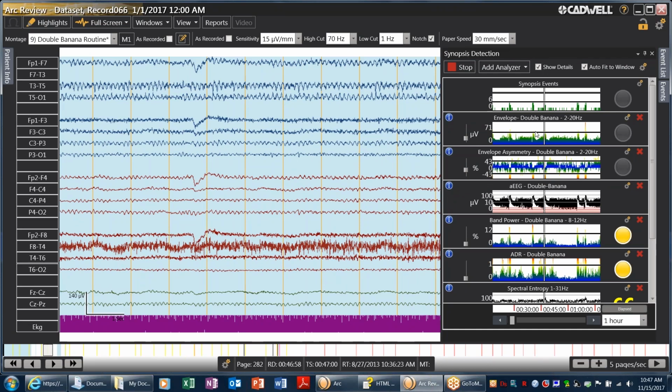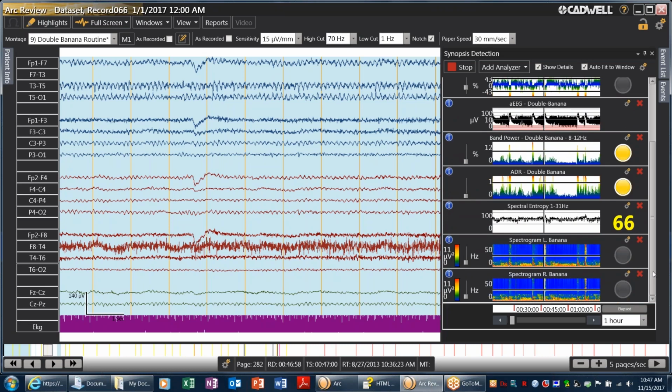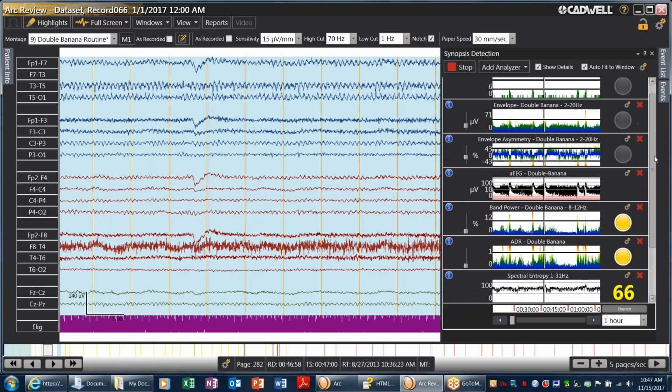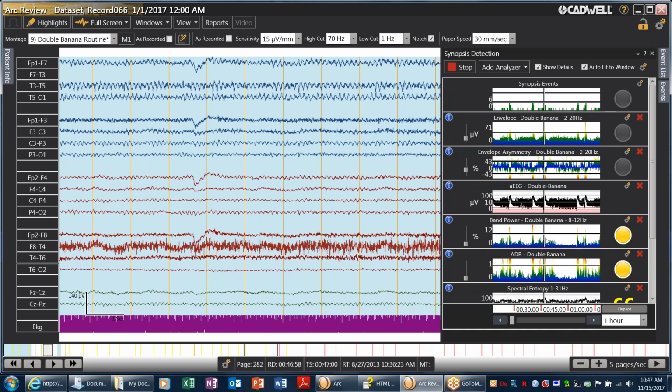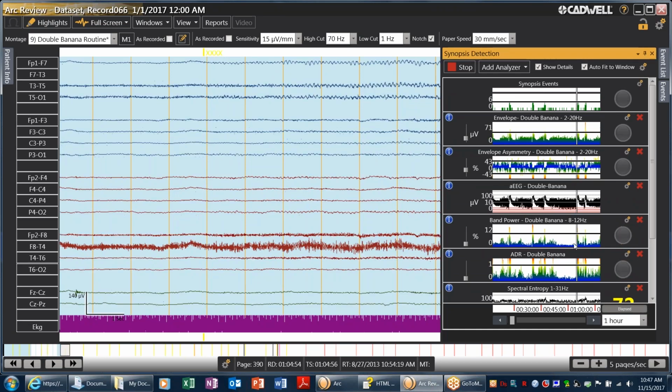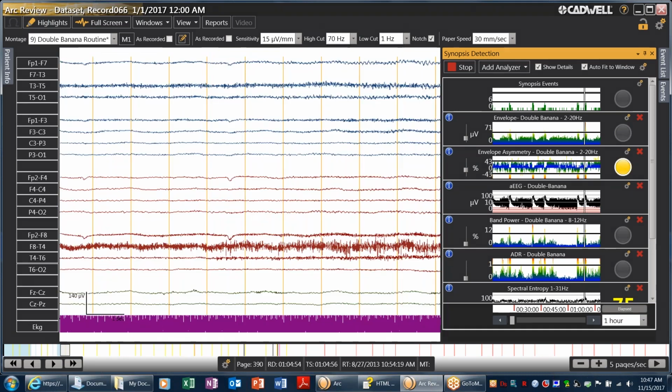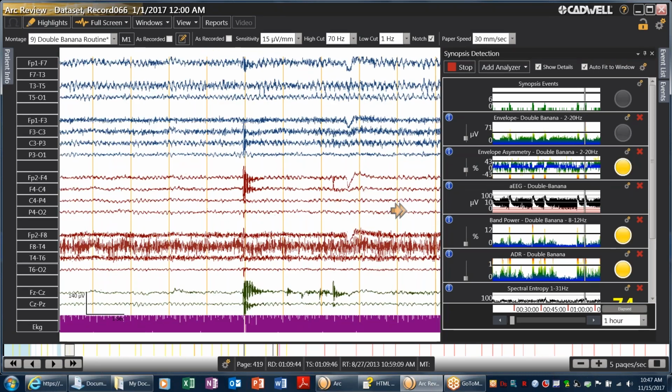So all these make intuitive sense and are somewhat useful in at least identifying these events as events that should be taken a closer look at. I don't know that there's any. This is a little bit different. You can see it's a lower amplitude, so we can see if it's still a seizure or if it's something else. Nope, still a seizure.